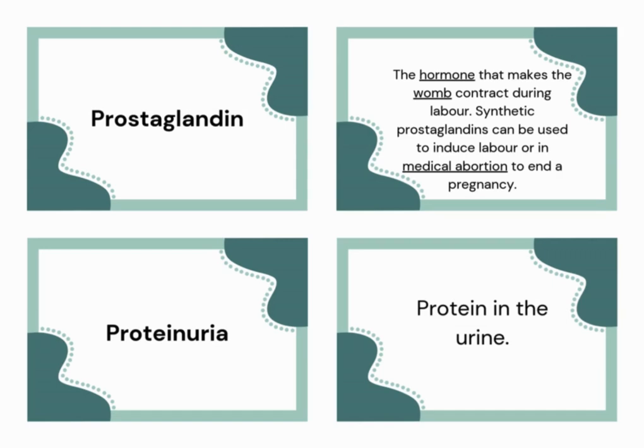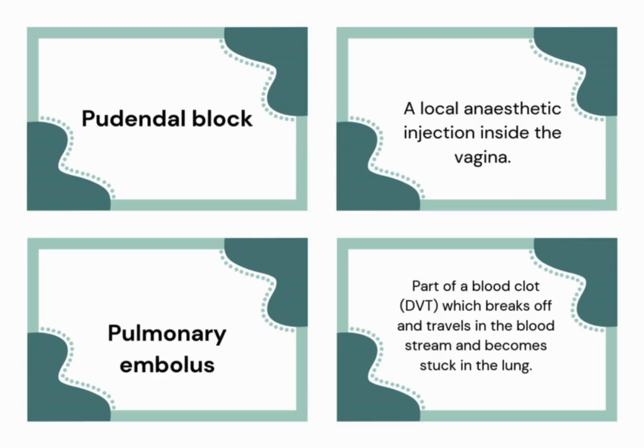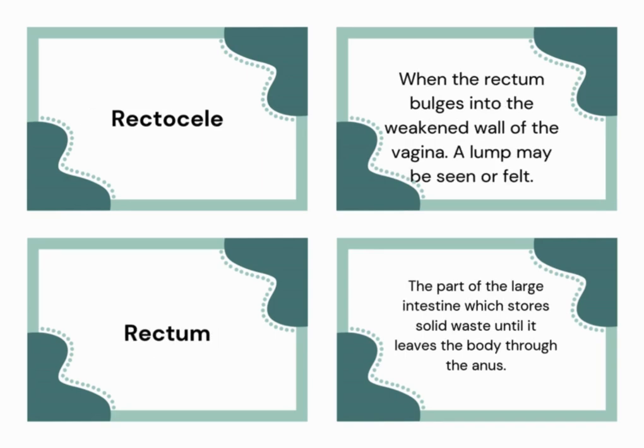Proteinuria, protein in the urine. Pudendal blocker, local anesthetic injection inside the vagina. Pulmonary embolus, part of a blood clot, DVT, which breaks off and travels in the bloodstream and becomes stuck in the lung. Rectocele, when the rectum bulges into the weakened wall of the vagina. A lump may be seen or felt.